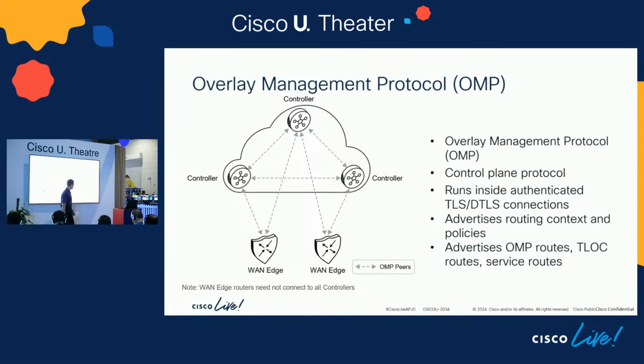I'll come back to TLOC on the next slide in just a second, but it's going to advertise those as well. And this is quite cool, service routes. What I can do with SD-WAN is I can have a centralized firewall at the data center, and I can inject that firewall into the fabric, advertising it as a service, forcing traffic from, let's say, this location to this location to travel through that firewall and back down again. So you can do that with a load balancer. Firewall is the typical one.